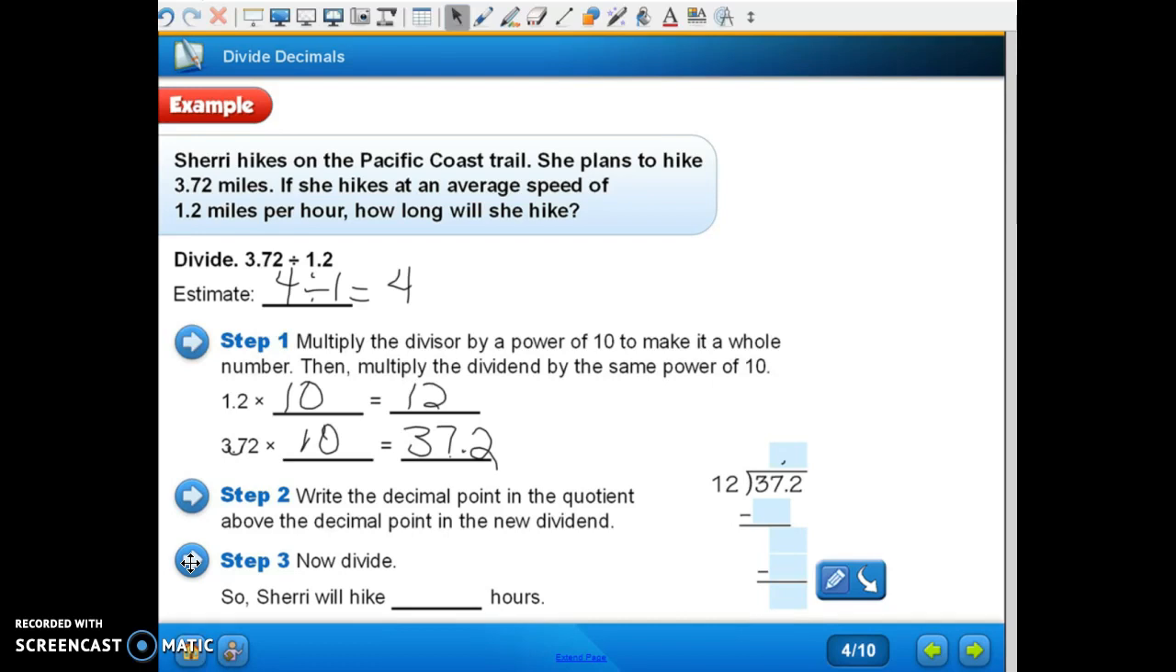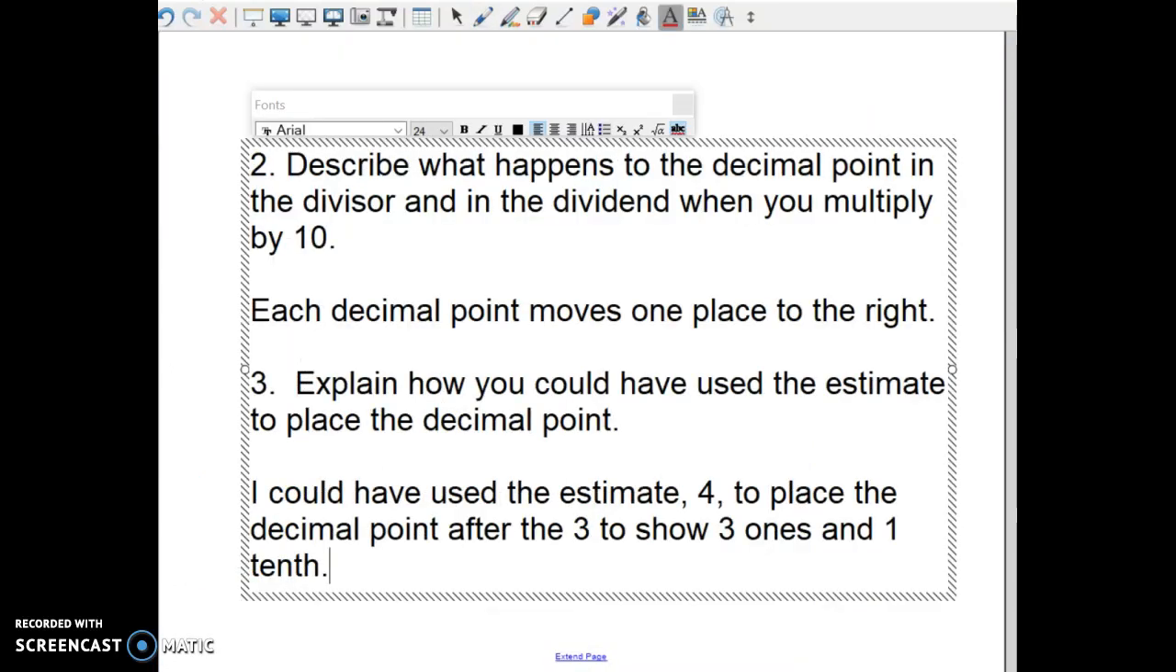Now divide. Okay, how many 12s in 3? None. How many 12s in 37? 3, which would be 36. If we subtract that, we'd have 7 minus 6 is 1. Bring down your 2. Okay, and how many 12s in 12? 1. Then we would end up with 0 down here. So Sherry will hike 3 1/10 hours.